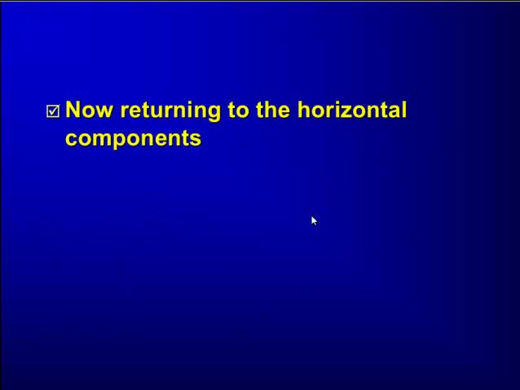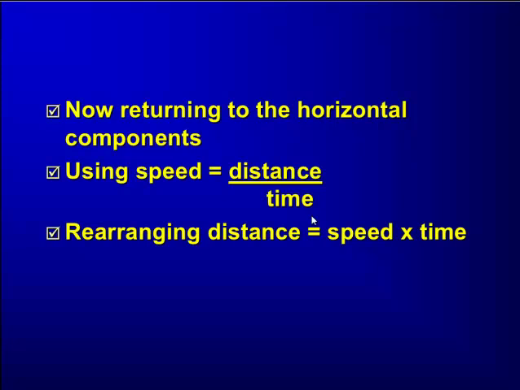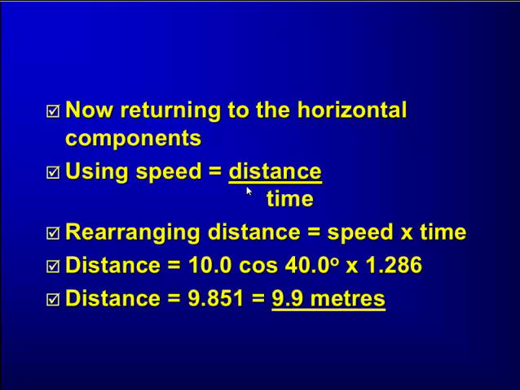Now if we return to the horizontal component, recognising speed equals distance divided by time, and rearranging, distance equals speed times time. We know the horizontal component has a velocity of 10 times cos 40 degrees, and we know the time is 1.286 seconds. So that gives me a final distance of 9.9 meters, rounding up. Hopefully that will give you an insight into how to handle these types of questions.